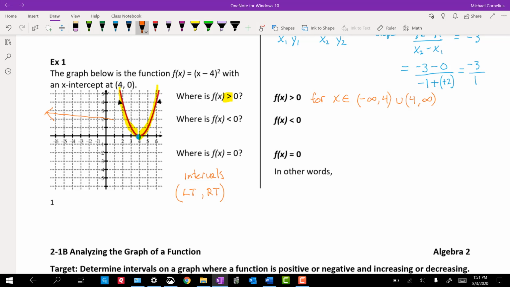So when they say intervals, and most of the time when we talk about graphs being positive or negative, we're talking about intervals. So we're always pretty much going to use this notation here.